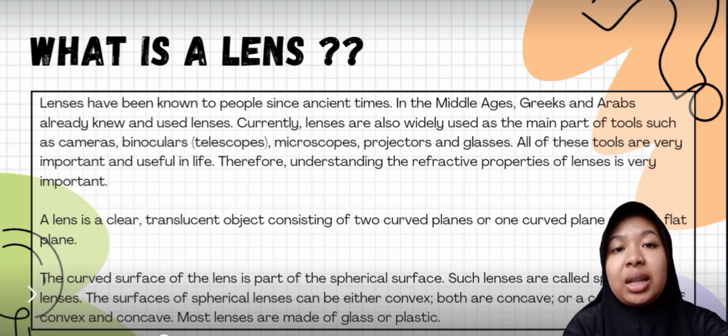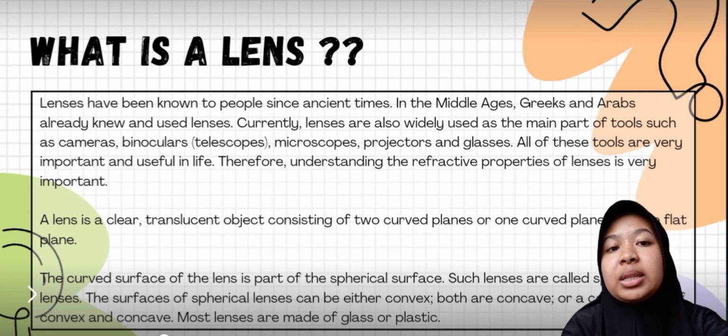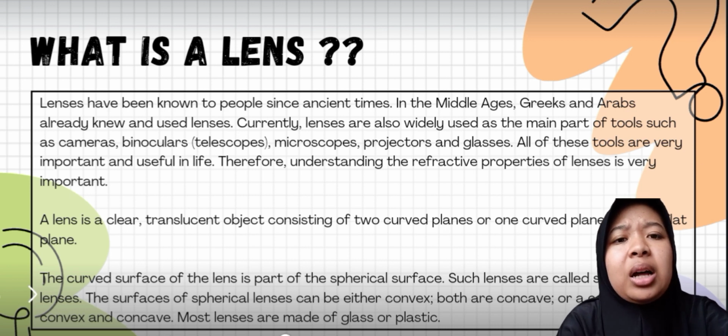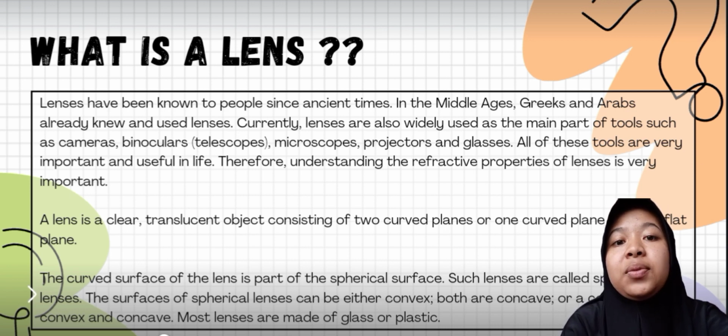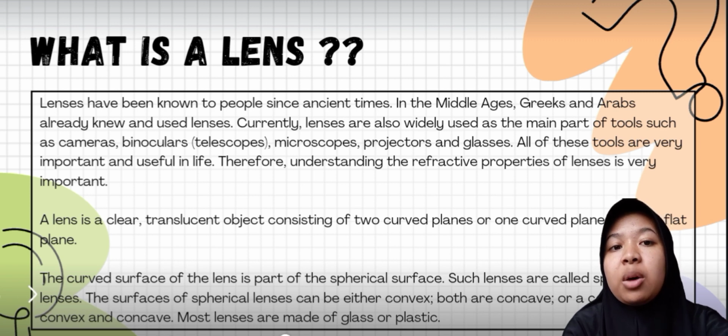A lens is a clear, translucent object consisting of two curved planes or one curved plane and one flat plane. The curved surface of the lens is part of a spherical surface. Such lenses are called spherical lenses. The surface of a spherical lens can be either convex, concave, or a combination of convex and concave. Most lenses are made of glass or plastic.